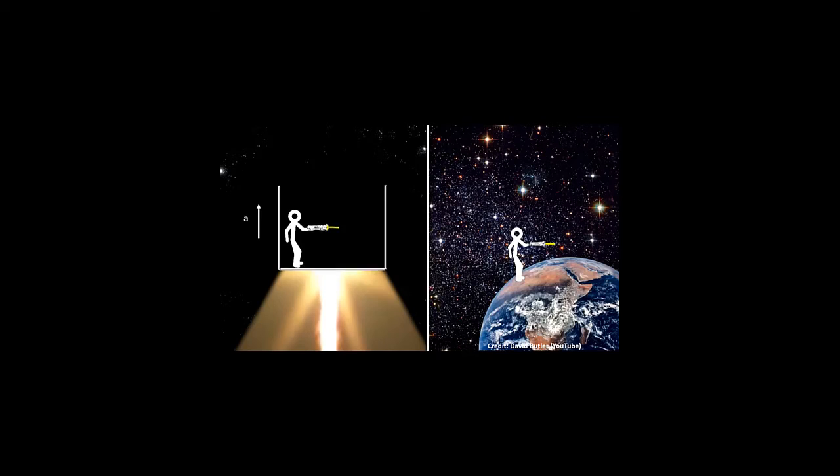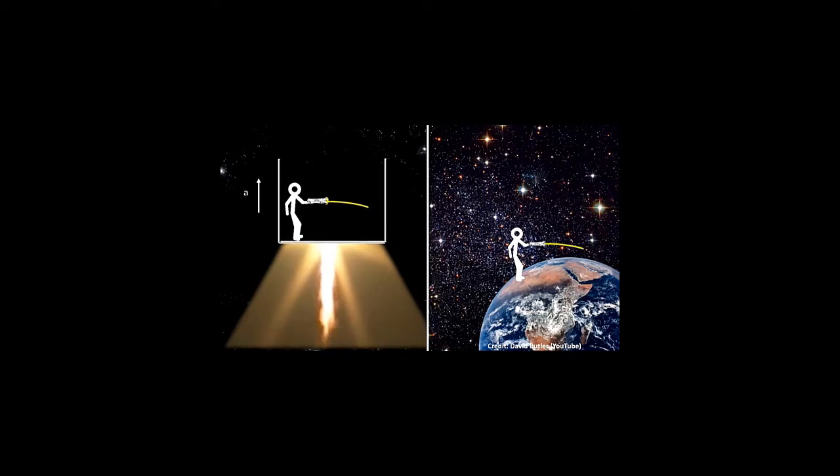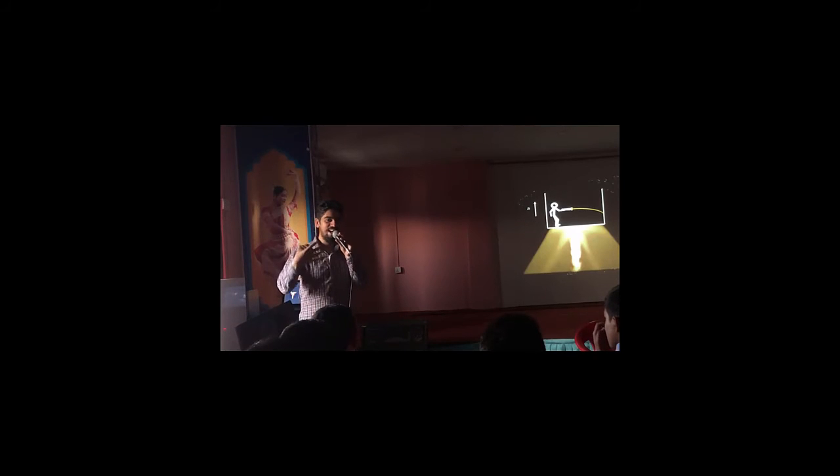Look at the video. What is happening? An accelerating elevator. Elevator is accelerating upward, light is bending downward, right? And on the right hand side also light is bending. Okay? If you shine a light here on the Earth's surface, light is bending, yes, but by very less amount that you cannot detect.